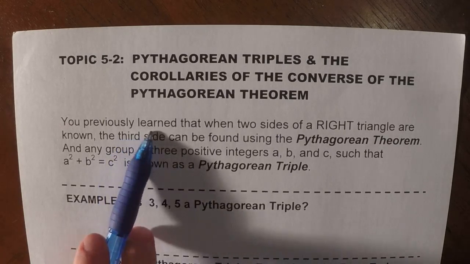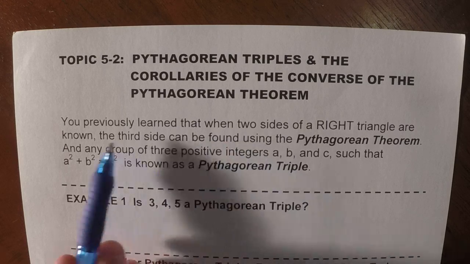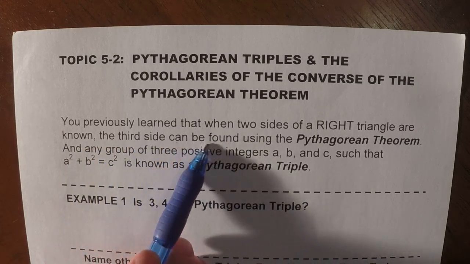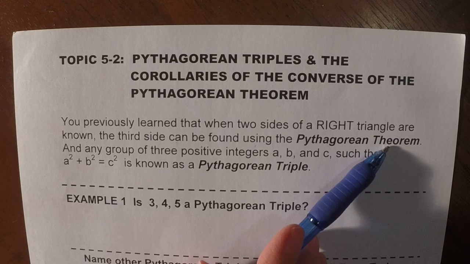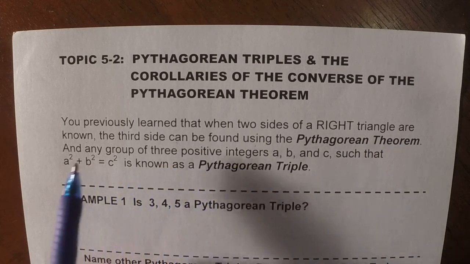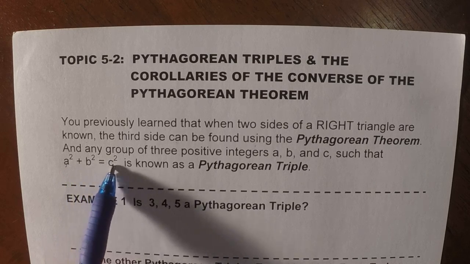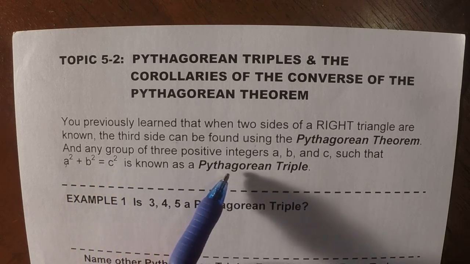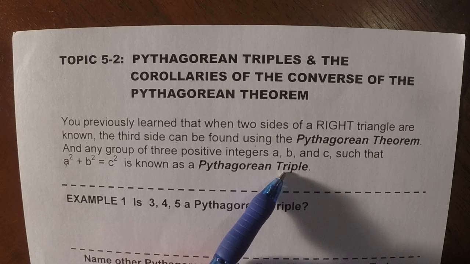So it says, you previously learned that when two sides of a right triangle are known, then the third side can be found using the Pythagorean theorem, and that any group of three positive integers where a squared plus b squared equals c squared is called a Pythagorean triple. So it's a special set of numbers.